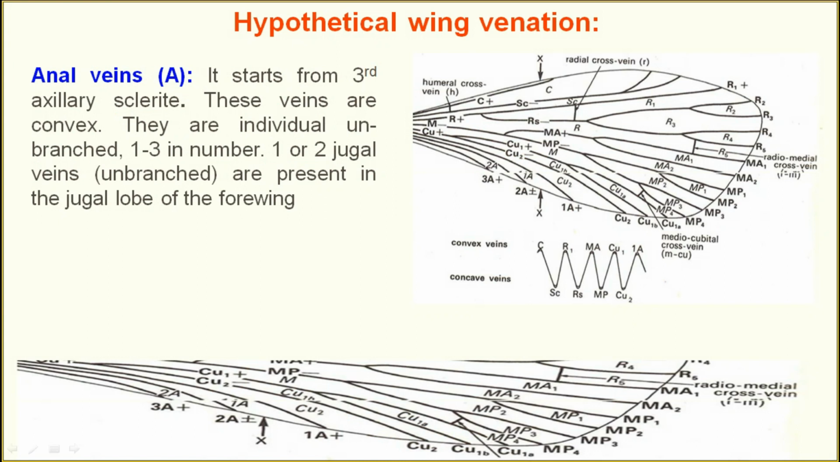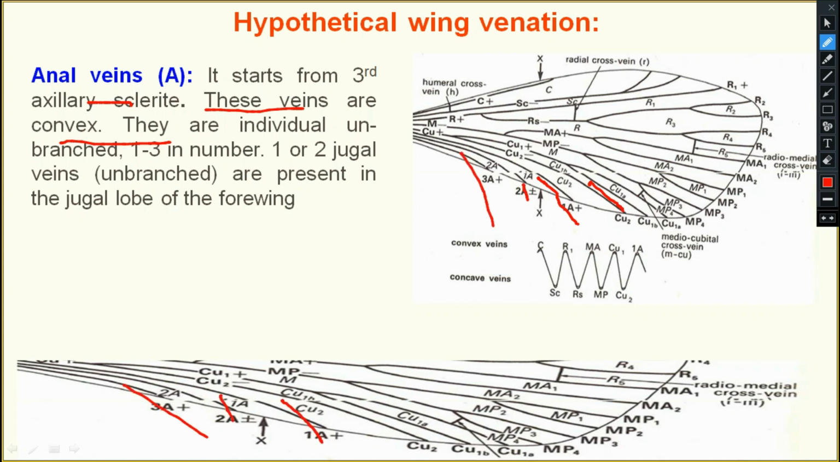Next you see the last one. It starts from the third axillary sclerite. These veins are all convex, undivided and unbranched. They are three in number. One to three jugal veins, unbranched, are present in the jugal lobe of the forewing.